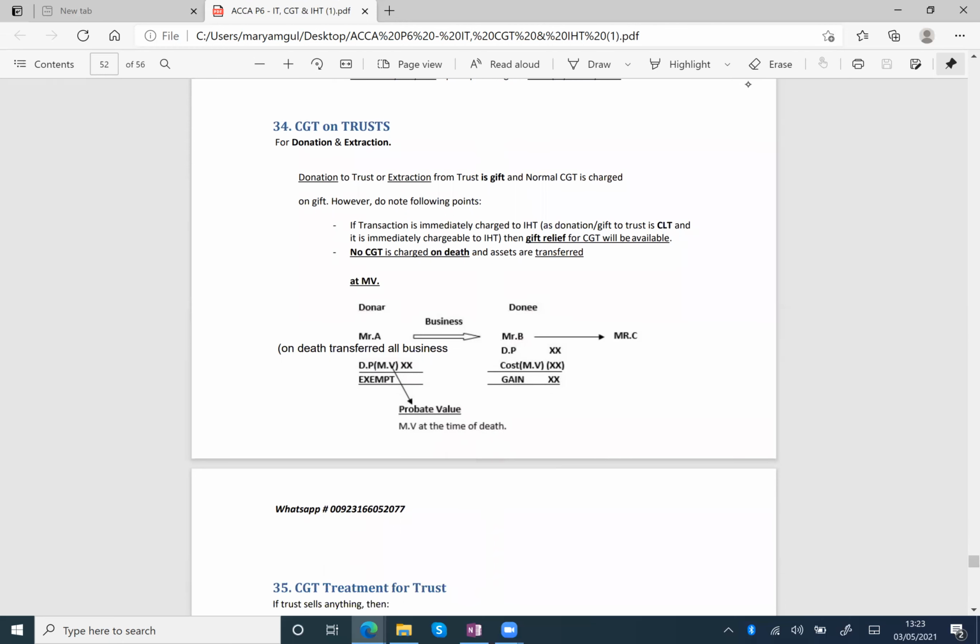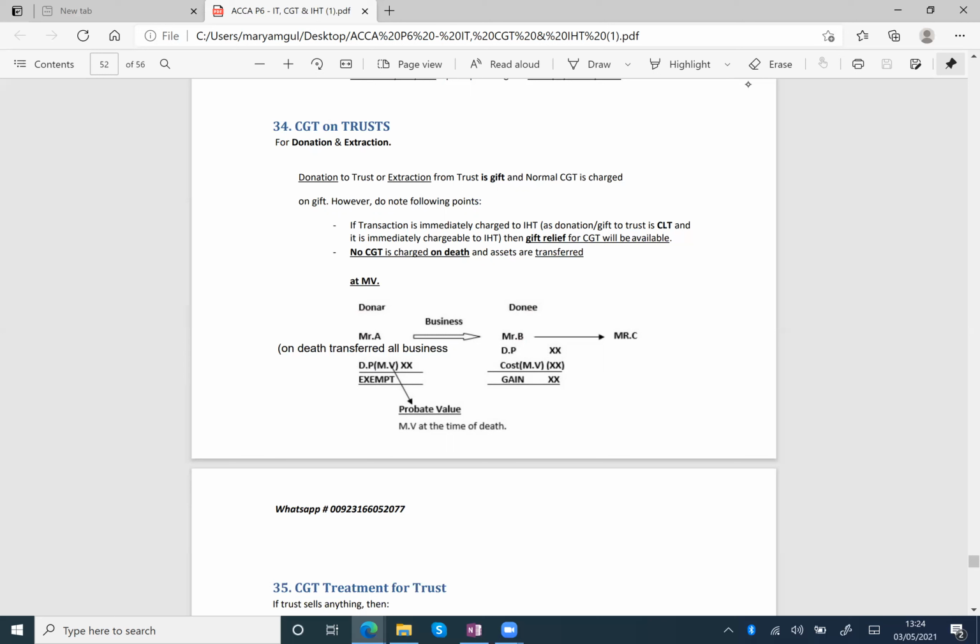First, if the transaction is immediately charged to IHT, then gift relief is available. Obviously, I already told you when you give to trust, from the IHT point of view it is a CLT, and a CLT is immediately chargeable to IHT. That's why in CGT, capital gains tax, your gain will be deferred through gift relief. Gift relief is available because the condition of gift relief is met, because this is a CLT. That's why in CGT, gift relief is available and the donor can defer his gain and transfer it to the donee. So gift relief available, main point.